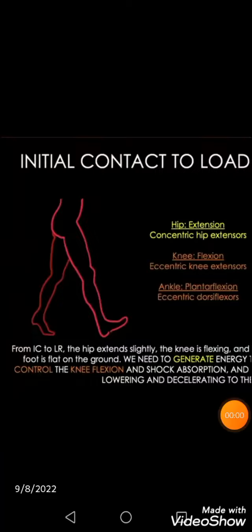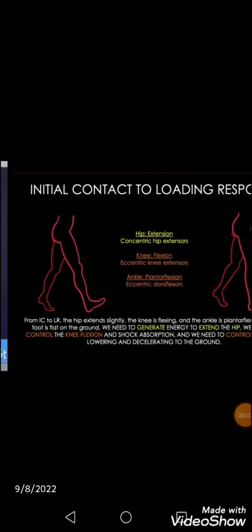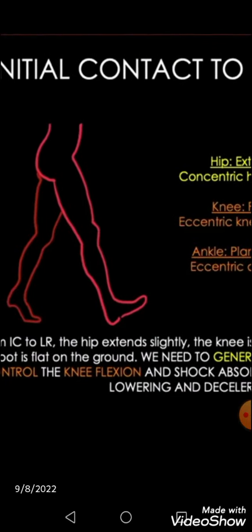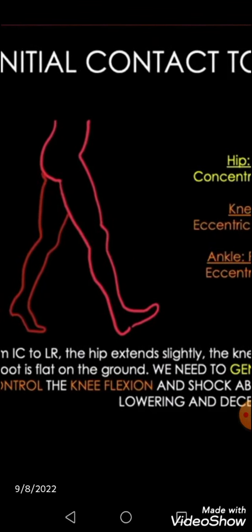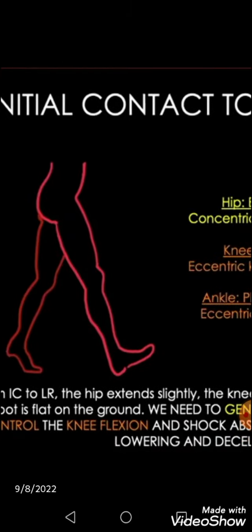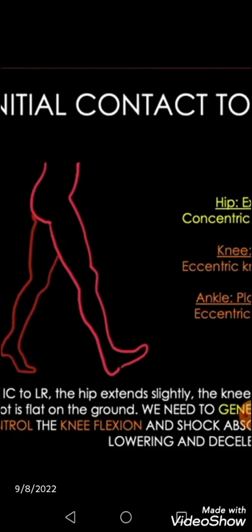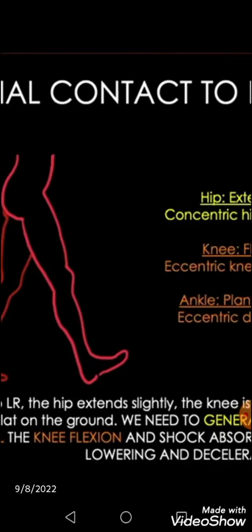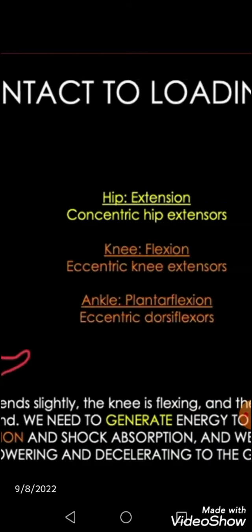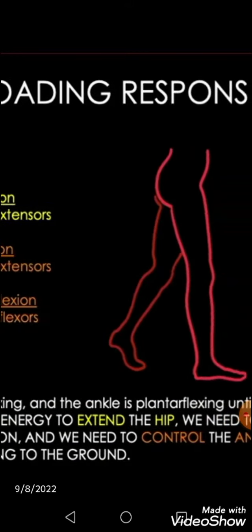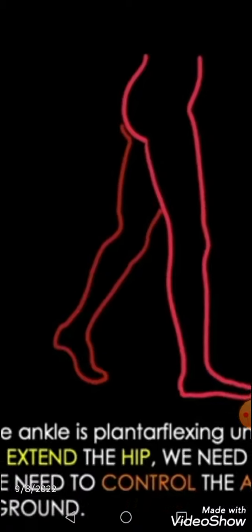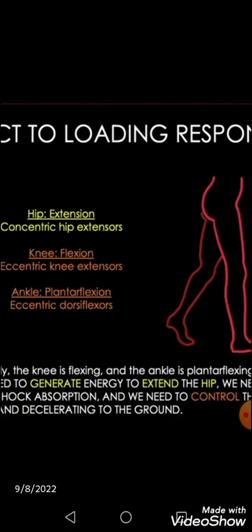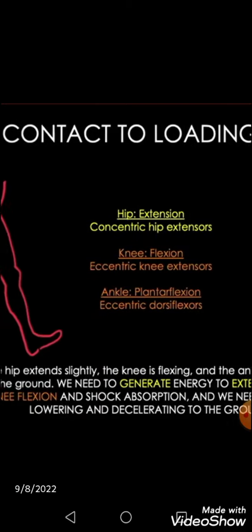This picture is showing the initial contact to the loading response. The first picture is showing the heel strike. Here what is happening, the dorsiflexors of the ankle have come into action. Knee extensors you can see, and also the hip extensors will work. And now we have to move towards the loading response. You can see the flat foot, knee fully extended, right? So many muscles of your lower limb have to work together.